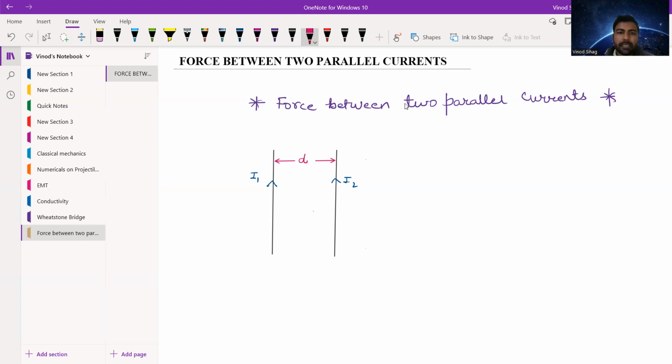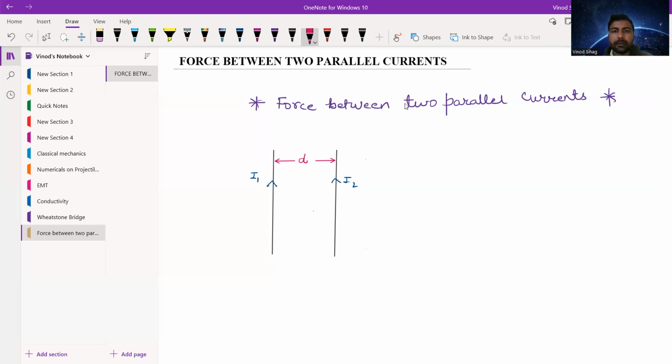If the current I1 is flowing in the first conductor wire, then due to that there will be a magnetic field on the side of current I2. How to determine that? We have an equation that the magnetic field due to a straight conductor wire is mu naught I upon 2 pi d. That we'll do later in the derivations. But first of all, we should know the direction of that magnetic field.